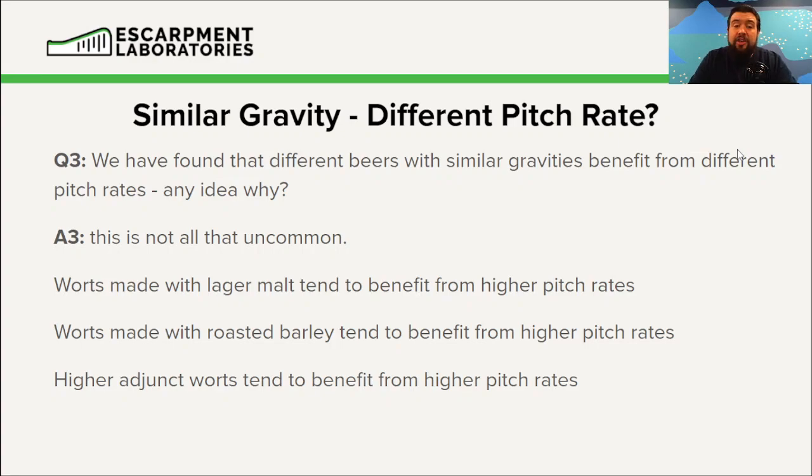And finally, higher adjunct worts tend to benefit from higher pitch rates. Kind of like the first one with lager malts, lower nitrogen availability due to using corn, rice, dextrose syrups, maltose syrups, things like that will result in requiring more. That's all it is. Gravity is a good barometer. It's a good starting point, but there are other things you have to factor in too for pitch rate.